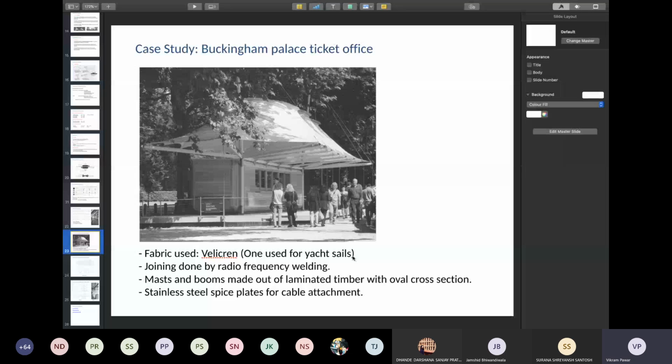Sorry. So now, in this particular structure, they have used yacht sails, and they have joined this fabric using radio frequency welding. Mast and booms are made out of laminated timber with oval cross sections, and there are stainless steel splice plates for cable attachments.